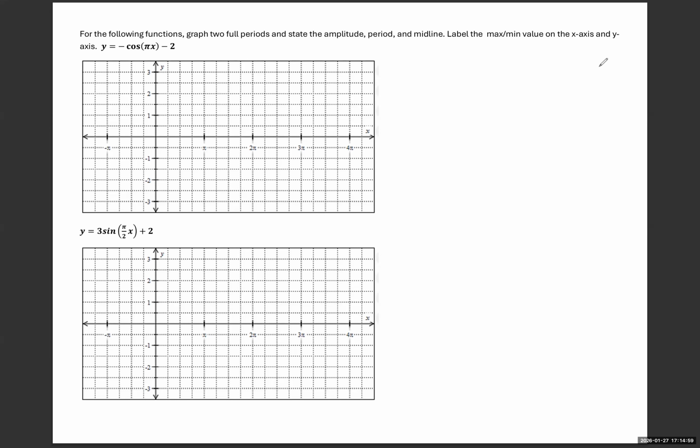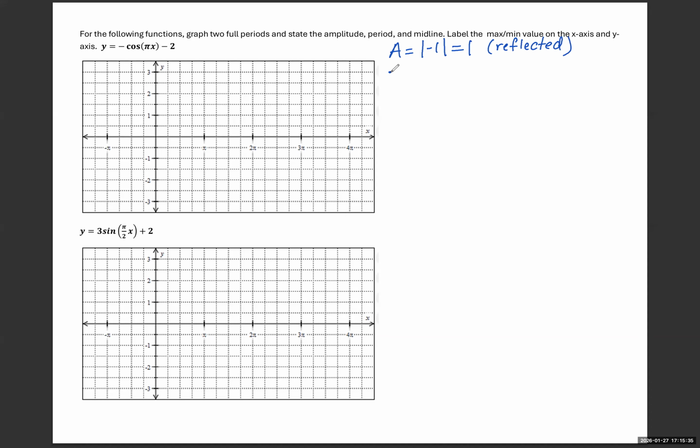In this example, we're going to look at how to graph the basic sine and cosine function, but now with the midline and with a change in the period. So let's go ahead and label the amplitude, period, and midline first. The amplitude is the absolute value of -1, which is 1. Now, the negative does tell us something. This function is going to be reflected. We'll address this in a minute.